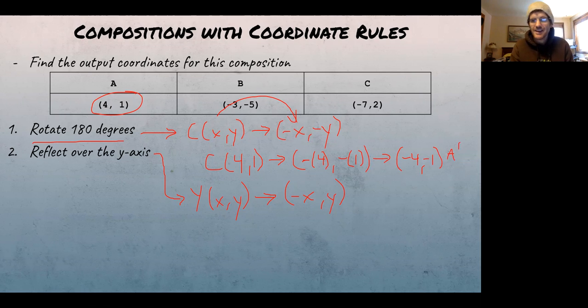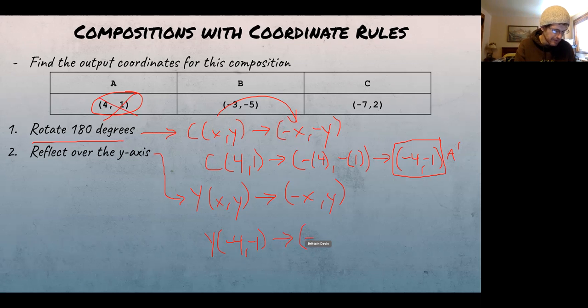And at this point, this negative 4, 1 becomes my input for the next transformation. So now I'm going to do y of negative 4, negative 1. I don't use this anymore. I've already used it. So I only use the negative 4, negative 1. Okay, so now I can plug this in.